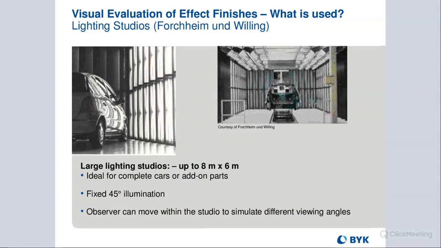Here's another example. This one has overhead lighting, so you can look at the roof too. Again, the illumination's fixed at 45 degrees, just like in the instruments. And again, you can move around the studio to try to simulate the different viewing angles.